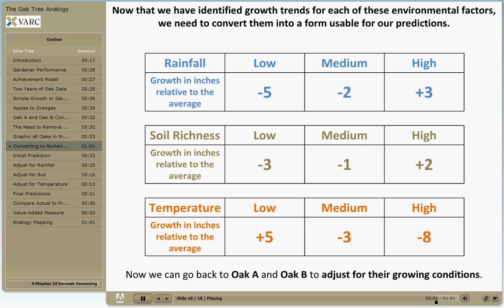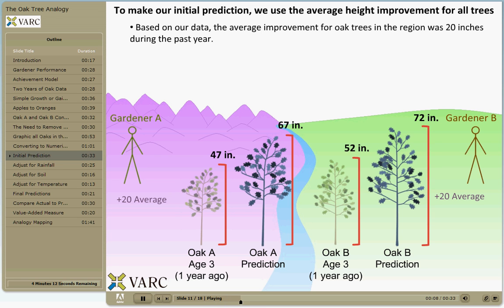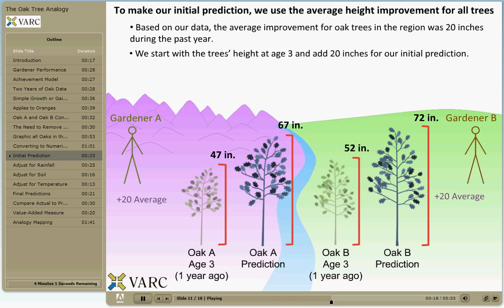Now we can go back to Oak A and Oak B to adjust for their growing conditions. To make our initial prediction, we use the average height improvement for all trees. Based on our data, the average improvement for oak trees in the region was 20 inches during the past year. We start with the tree's height at age 3 and add 20 inches for our initial prediction.